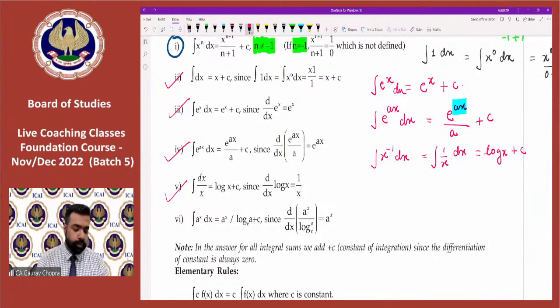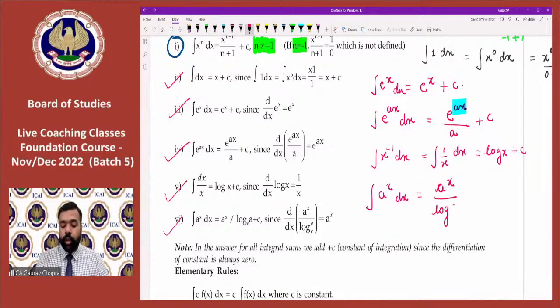And then comes the sixth one, integration of a to the power of x dx. So here we will write a to the power of x divided by log of a base e, and then add the constant c.